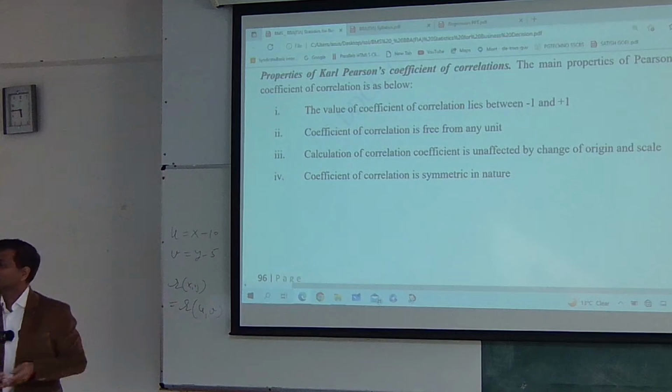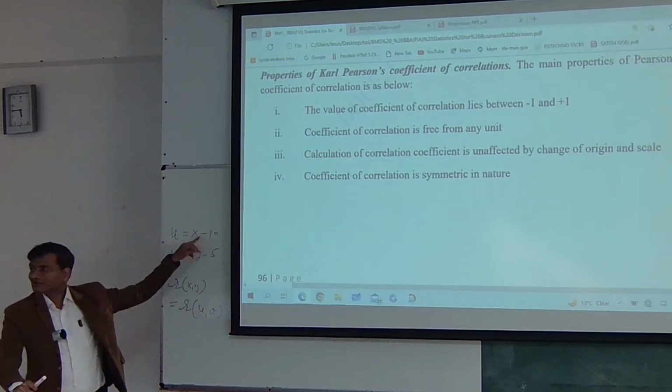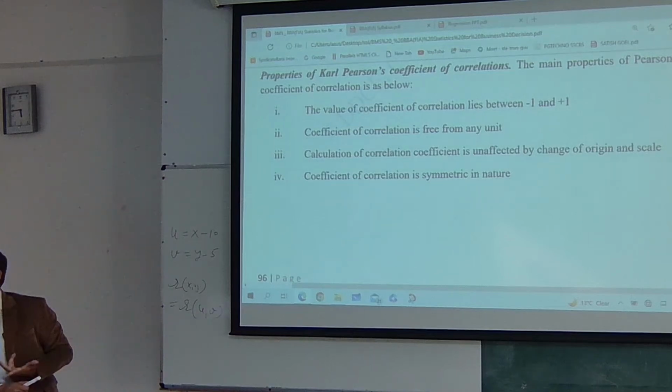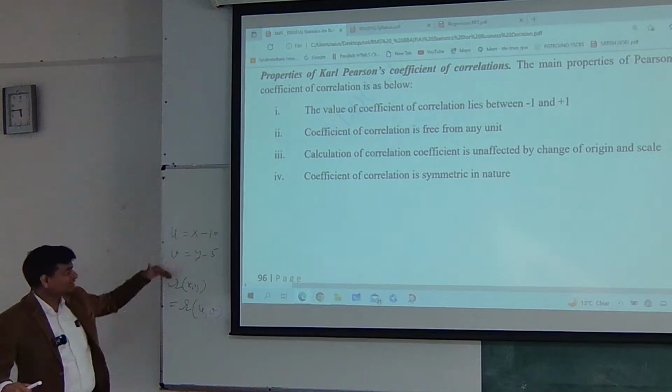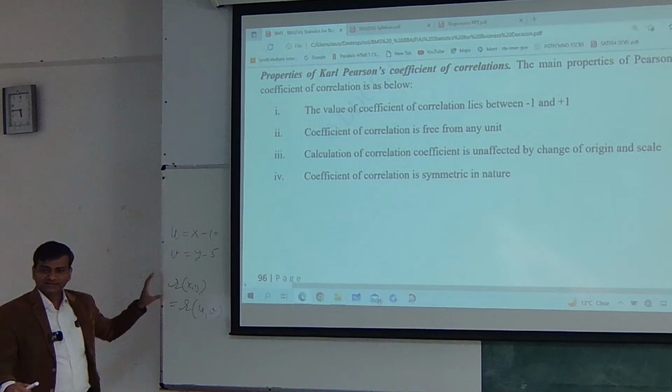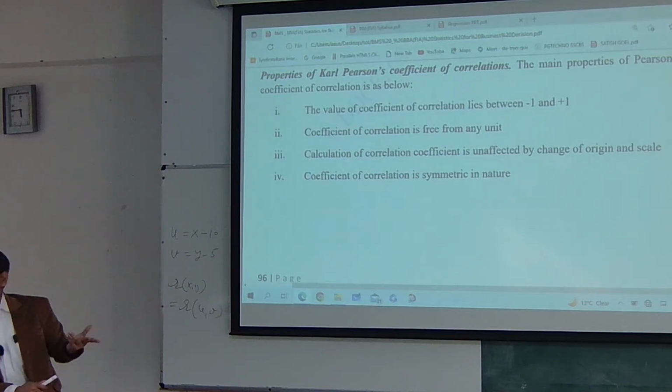So that means you can change the origin. I have changed the origin. I have subtracted 10 from each x, and I have subtracted 5 from each y, and then you get the new variables u and v. Now you need not find x and y. Forget x and y, and just focus on u and v. Why are we changing the origin? To make the calculation simpler.